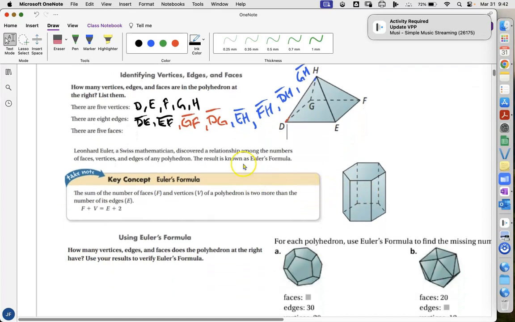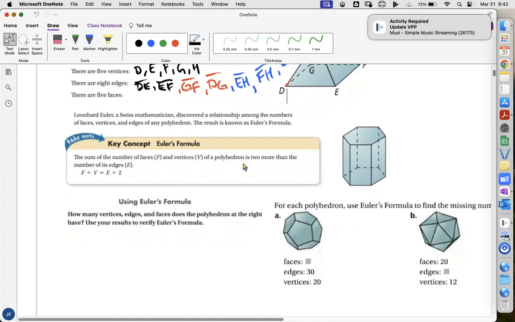Leonhard Euler, a Swiss mathematician, discovered a relationship among the numbers of faces, vertices, and edges of any polyhedron. The result was known as Euler's formula. This guy is a pretty important mathematician, probably one of the top 5 or 6 mathematicians of all time. He did quite a bit with what we call the natural number. Sometimes in science, maybe you've heard it as Napier's constant.